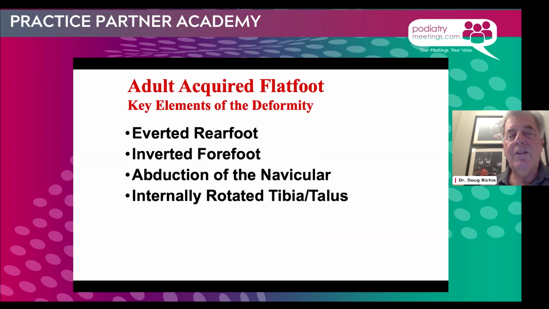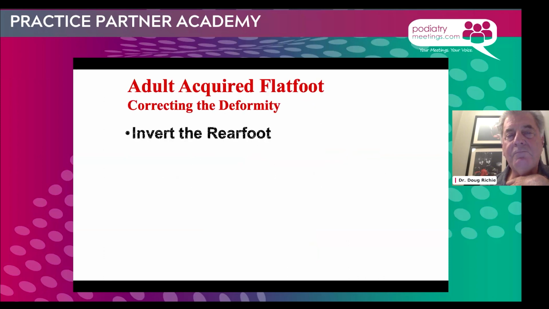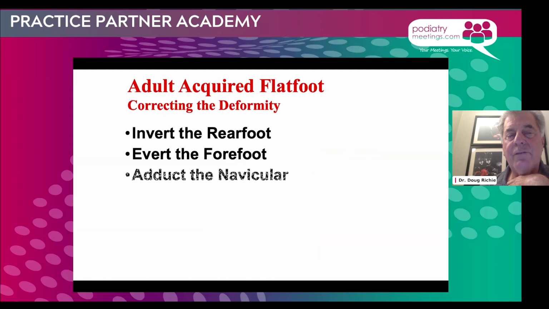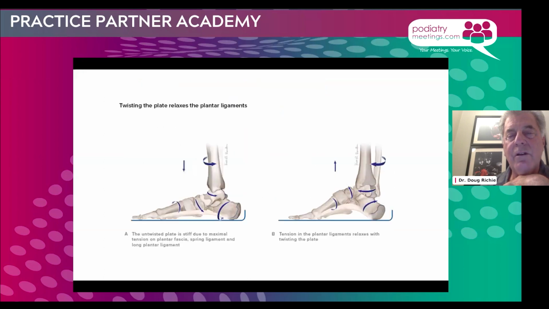The Ritchie brace can address all four of those factors, both above and below the lamina pedis. We want to invert the rear foot. We want to pronate the forefoot. We want to bring the forefoot out of abduction, and we want to externally rotate the tibia and talus. This is what we want to accomplish.